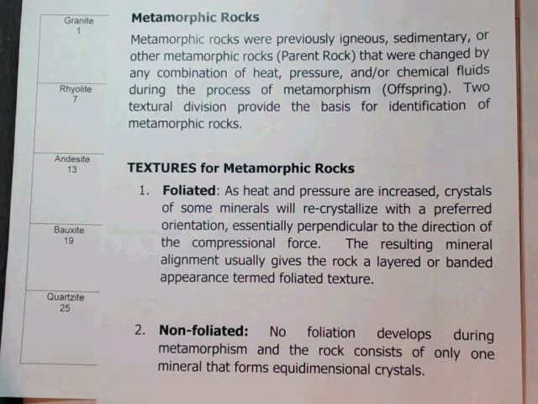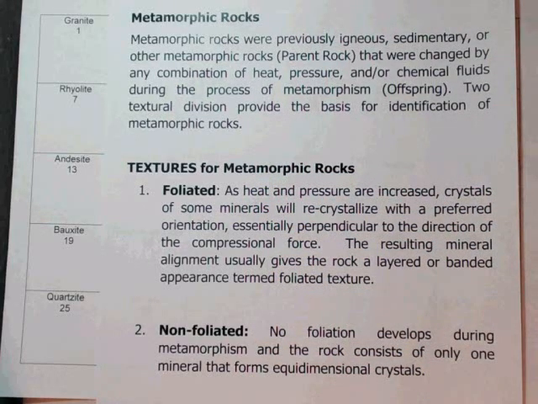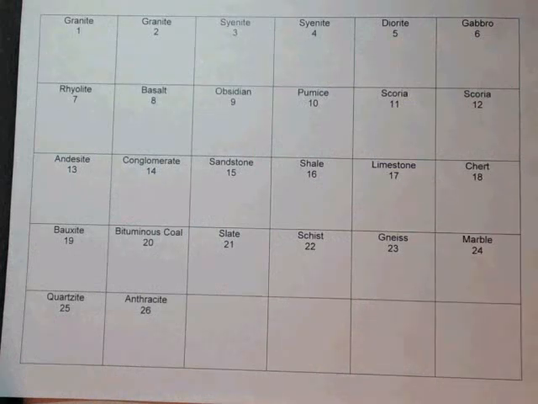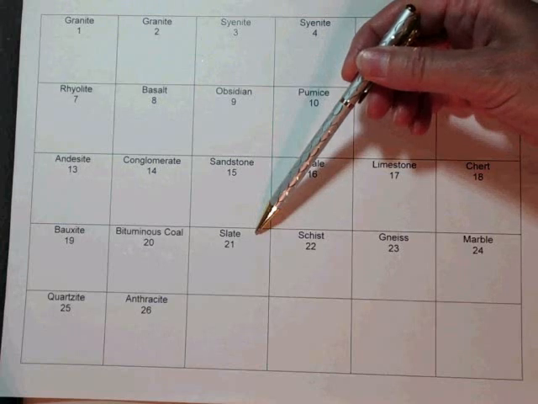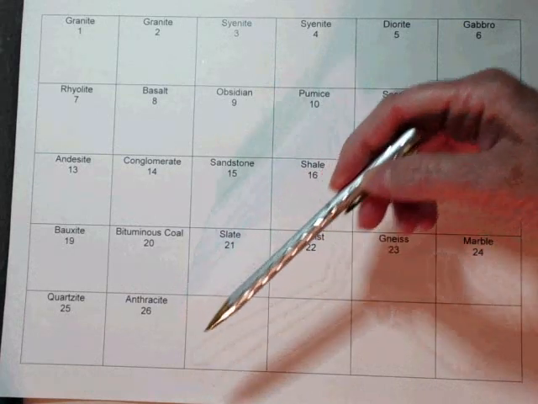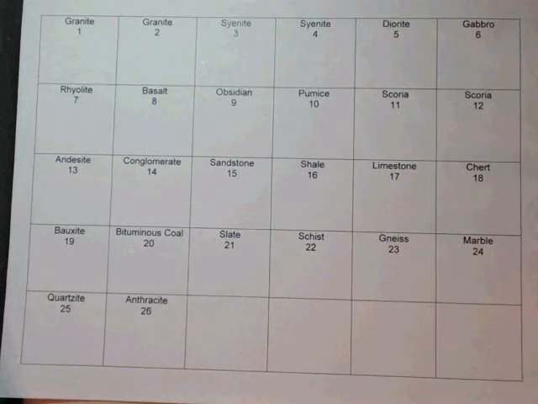So there's only two textural divisions that provide the basis for identification of our metamorphic rocks. The first one is called foliated and the second one non-foliated. But real quick, just to make sure we know which are the metamorphic rocks in our trays. Those are going to be, starting here with number 21, the slate, all of these ending with the anthracite coal, number 26. So 21 through 26 in your trays are the metamorphic rock types.